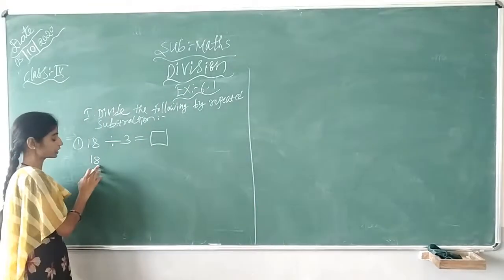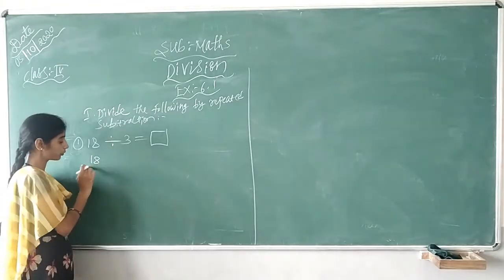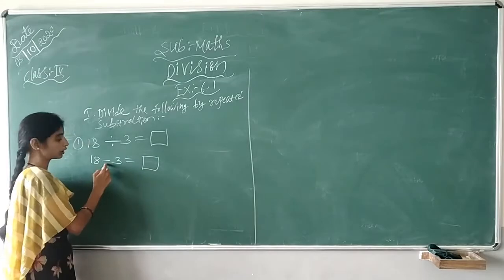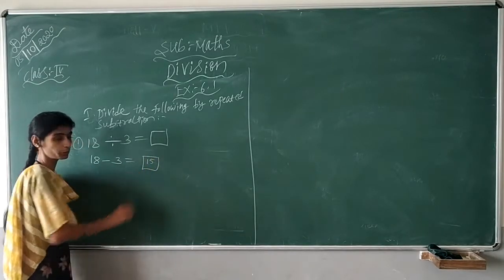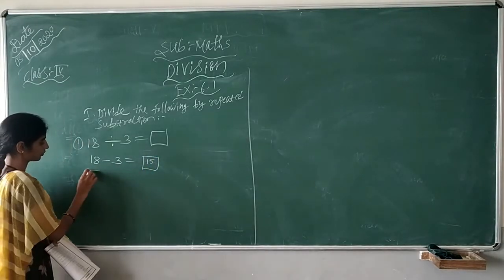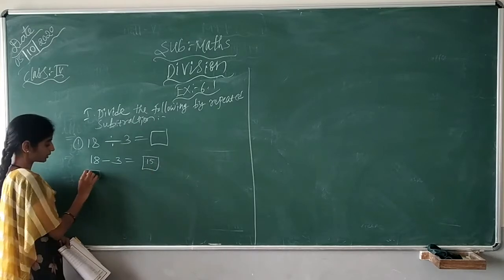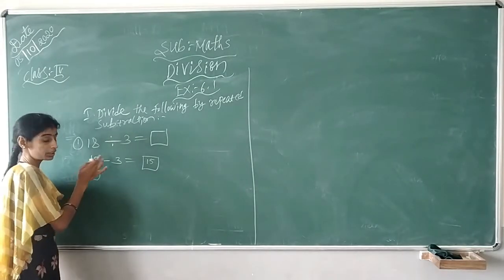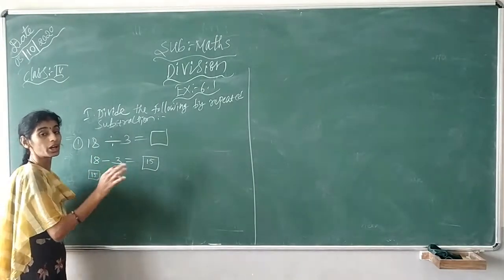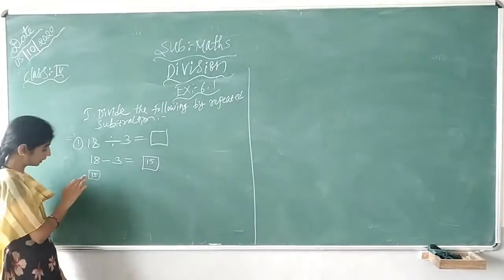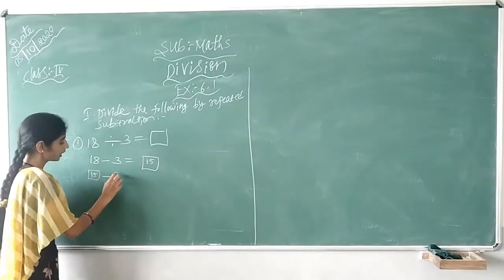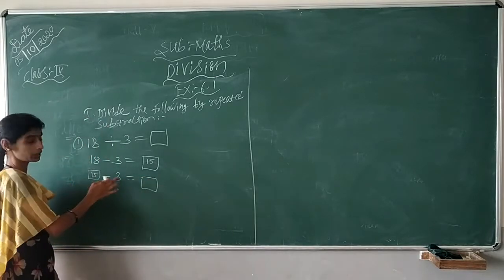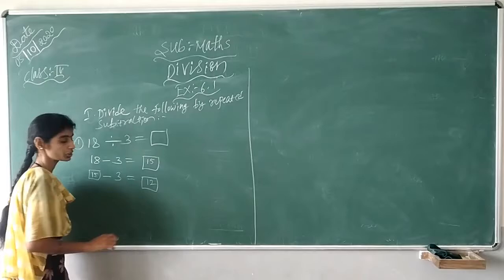For the first day, you have 18 books in total, and from that you will read 3 books. So how many books are left? 18 minus 3, you write 15. Then they have given the empty box for the second day. How many books are left? First day 18, among which you have read 3, so you are left with 15 books for the second day. Again you read 3. So how many are left? 15 minus 3 is equal to 12.